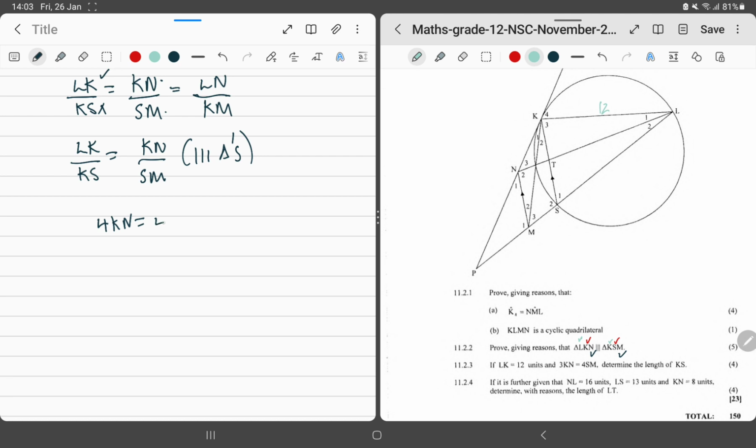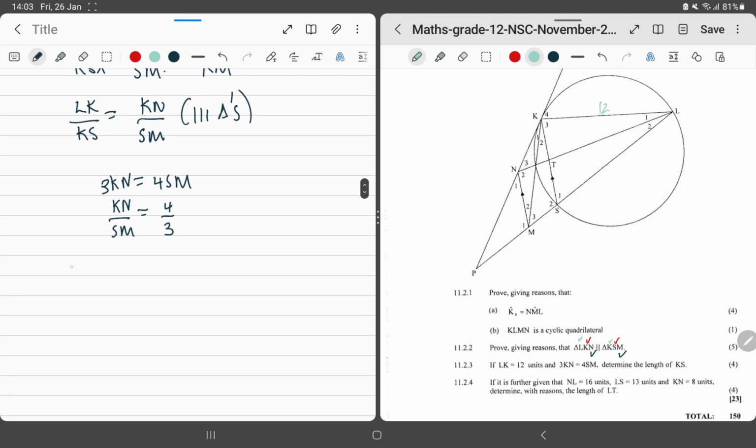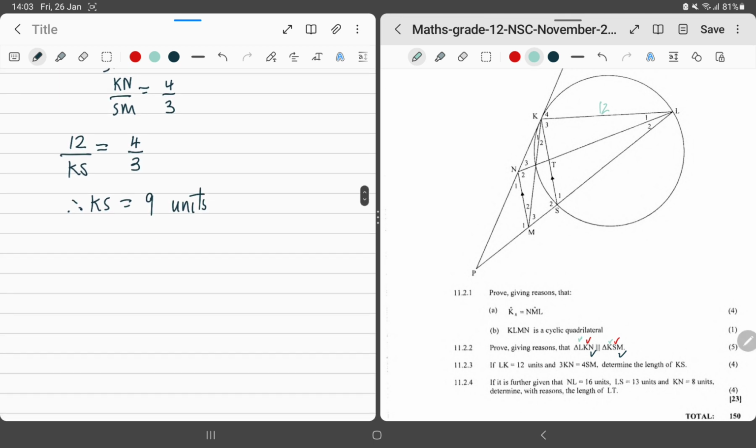3KN is equal to 4SM. So KN is on top, KN over SM should be equal to 4 over 3. LK, that's a 12, over KS, equals 4 over 3. KS is equal to 12 times 3 divided by 4. So that's a 9. 9 units.